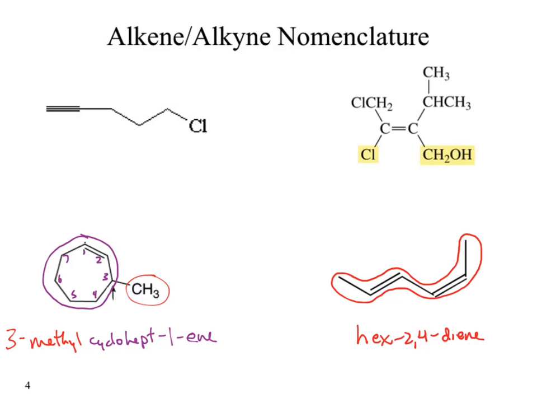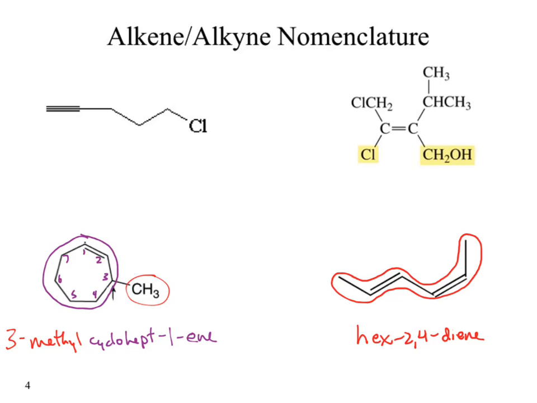So I can call that hex-2,4-diene. Would you use E, like a trans? Would you put an E at the beginning for trans? So there's an interesting question. Jen's asking about cis and trans. Do we need to worry about cis and trans? Technically, yes, you do. We would have to go through and define the double bond located. Is it cis or trans?